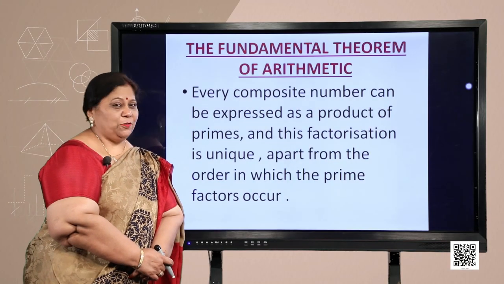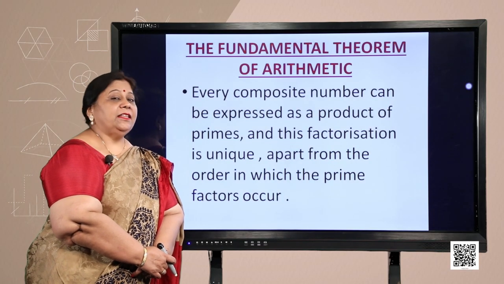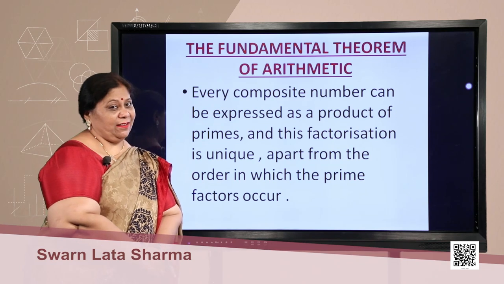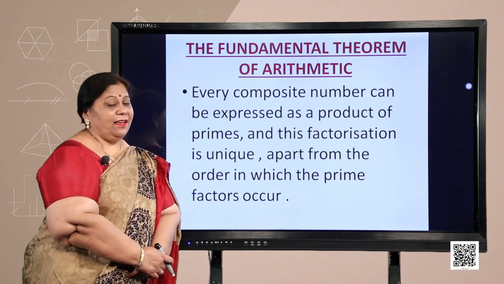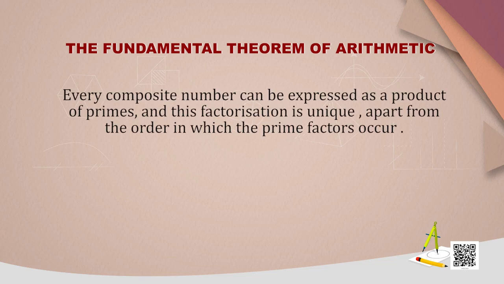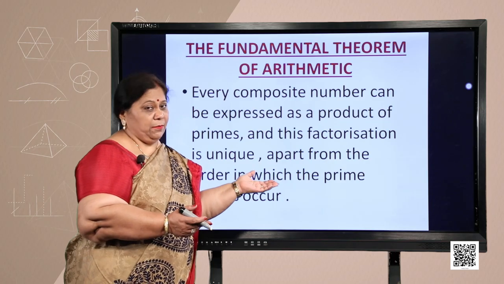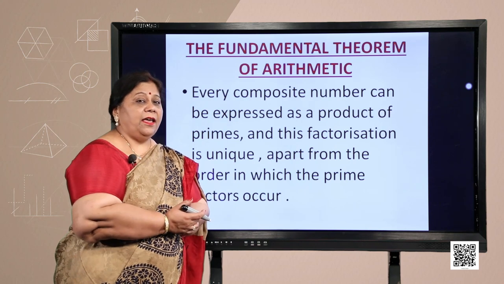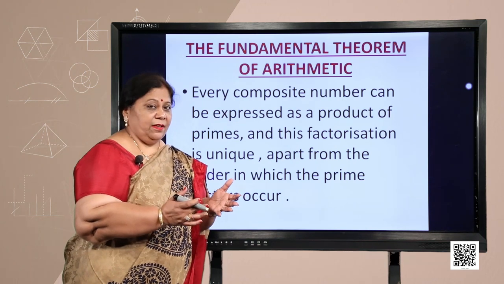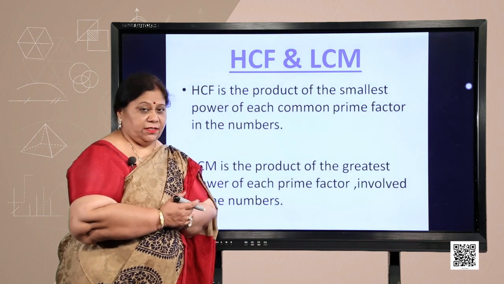Dear students, today we shall learn about the fundamental theorem of arithmetic. What does the fundamental theorem of arithmetic say? It says that every composite number can be expressed as a product of primes, and this factorization is unique irrespective of the order in which they occur. That means if I find out the factors of any number, they are going to be unique. Only the order can change.